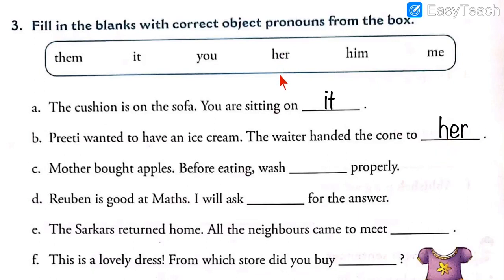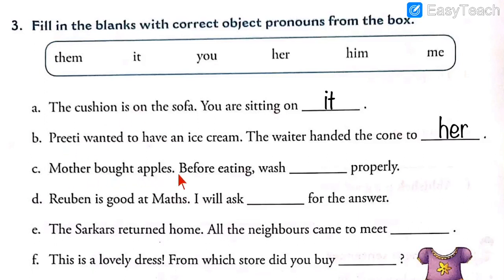I have written from the box. Option is given over here. Preeti wanted to have an ice cream. The waiter handed the cone to her. Her refers to noun Preeti. Her means Preeti. Here it means sofa. It means cushion. It refers to cushion. Here her refers to Preeti.